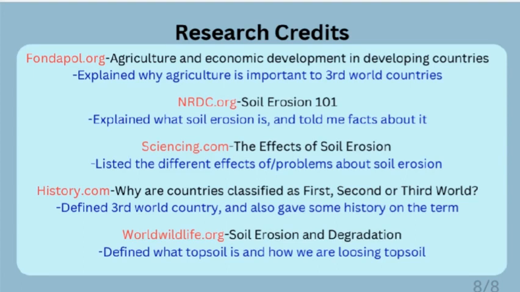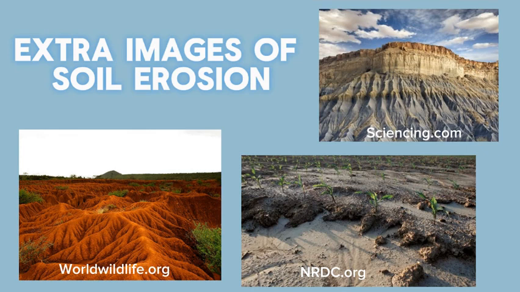Next slide, I have the websites that I used. The red are the websites, the black is the article name, and the blue is why I used that website or how it helped me. Last slide, I have images of soil erosion that I got from the same websites that I used in my research.